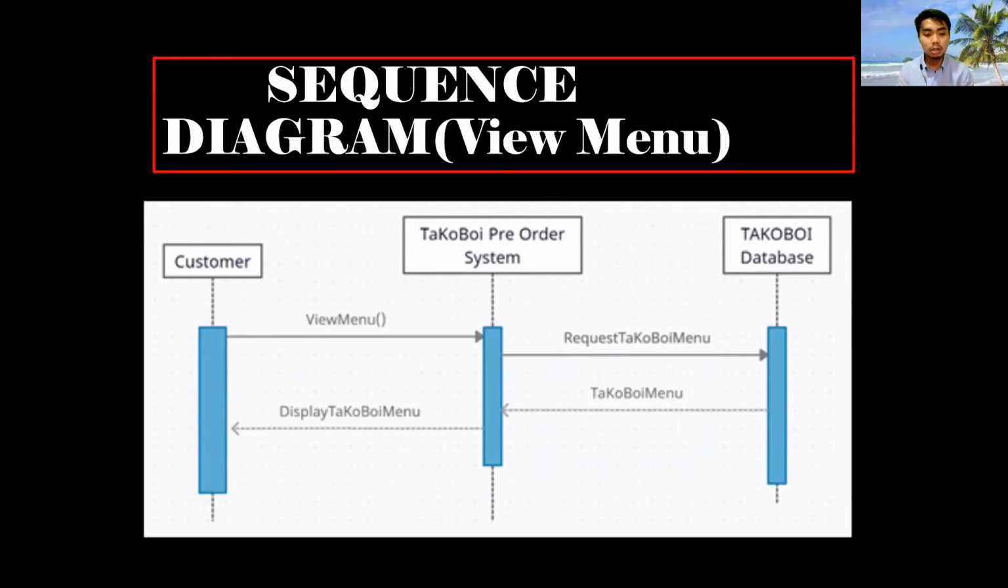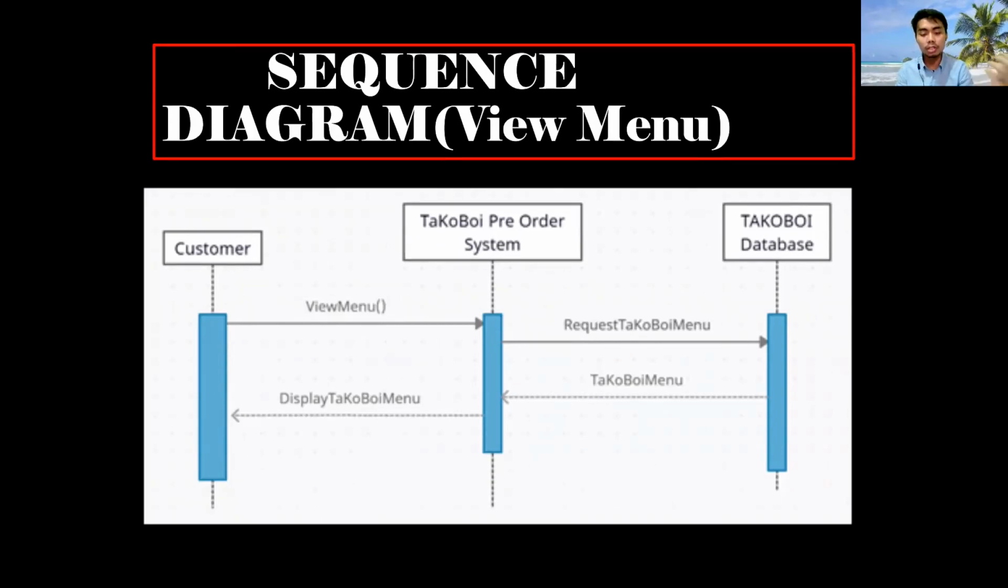The customer will view the menu, and the Takoboi pre-order system will request the Takoboi menu from the Takoboi database. So from there, the Takoboi database will show the Takoboi menu to the Takoboi pre-order system, and the Takoboi pre-order system will display the Takoboi menu to the customer.